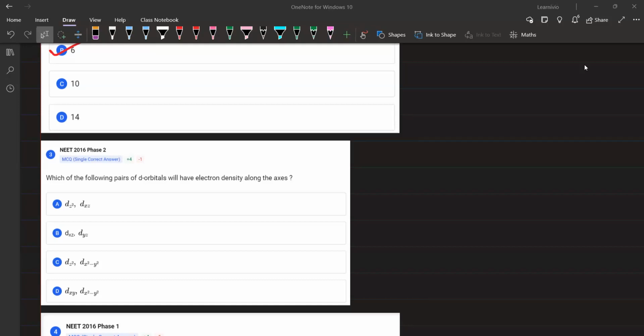Correct. So the two d orbitals which have electron density along the axis will be the square wala part. This may be square hota hai. dz square and dx square minus y square. These are what? Axial d orbitals.